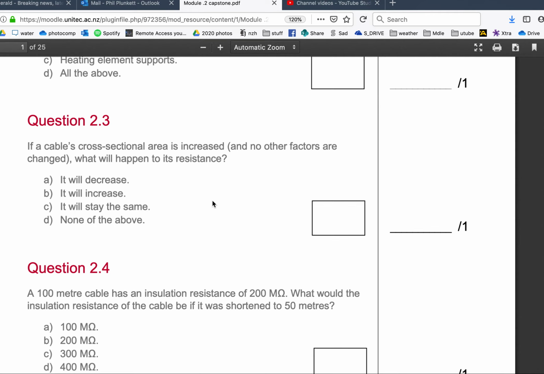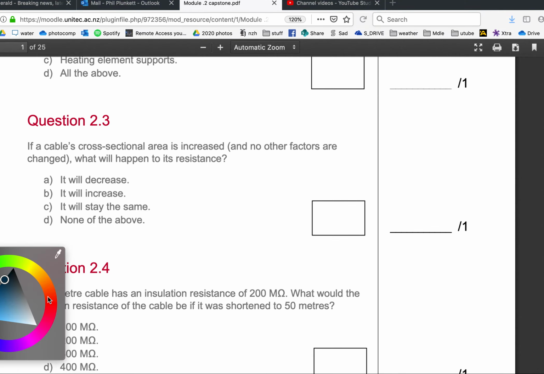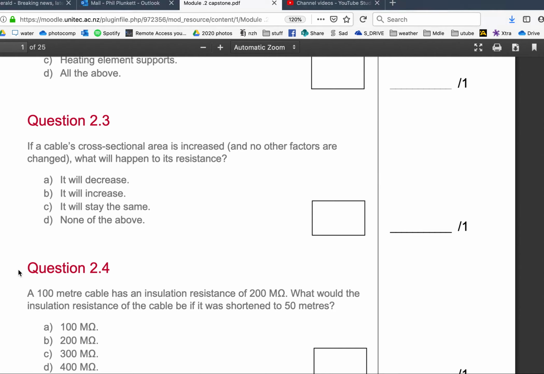Cable's cross-sectional area is increased. So what's going on here is they're saying we've got a cable like this, and they've increased it so the same length, but they've made it fatter. Okay, they've increased the CSA, so it's a thicker cable. What will happen to its resistance? This is going to be a lot better at carrying current, so its resistance is going to go down. It will decrease.